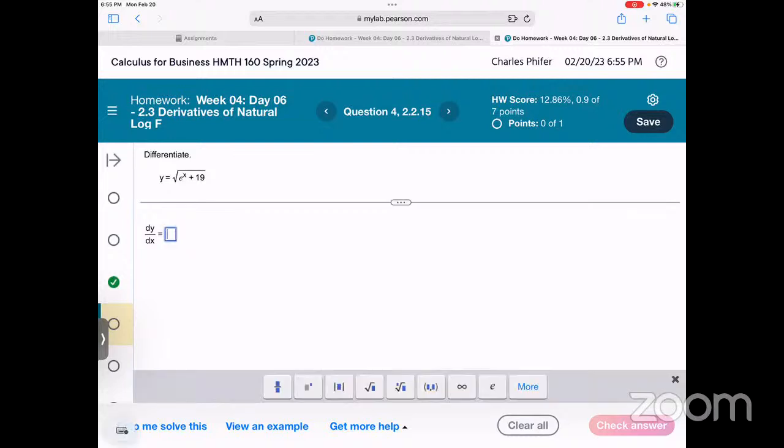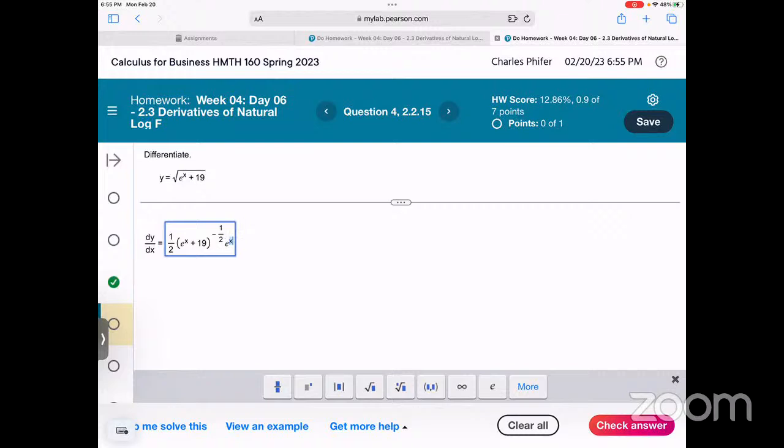The 1/2 comes down. This e to the power of x plus 19 persists. We've got to subtract 1 from the exponent, so that's going to become a negative 1/2. That's fine. And then we need to say times the derivative of the inside function. The derivative of the inside function is just e to the x.